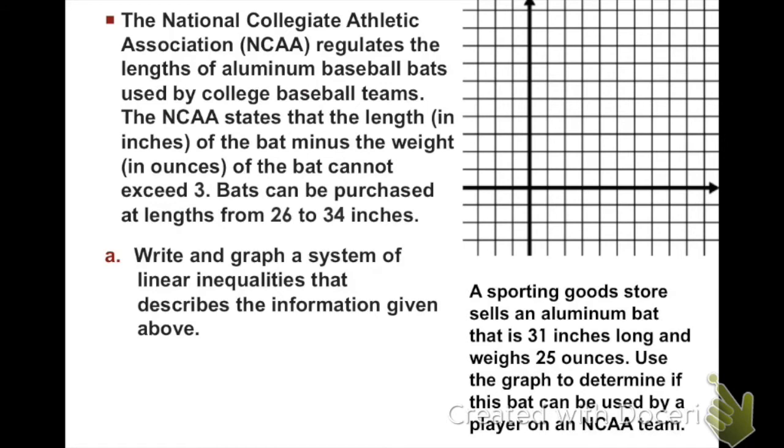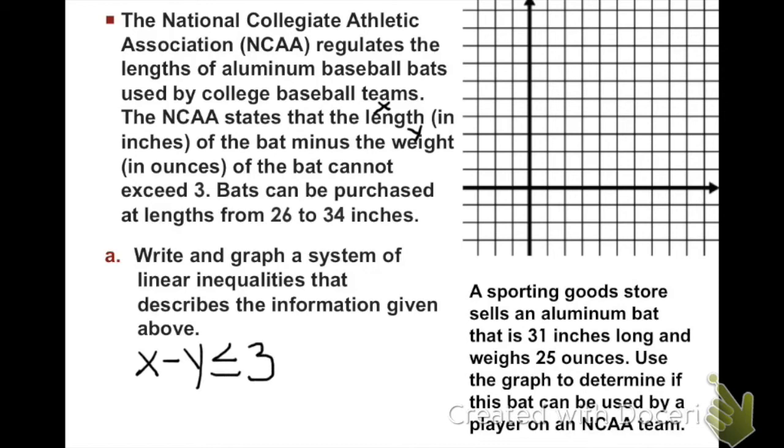The NCAA regulates the lengths of aluminum baseball bats used by college baseball teams. The NCAA states that the length in inches of the bat minus the weight in ounces of the bat cannot exceed 3 pounds. So let's start with that to write it. The length, let's set our length equal to x, minus the weight, we're going to set that equal to y, cannot exceed 3. So x minus y has to be less than or equal to 3.